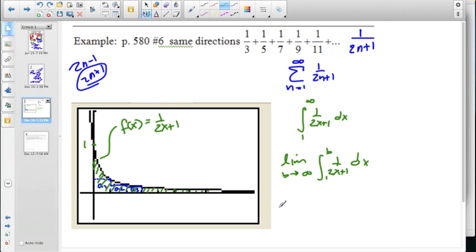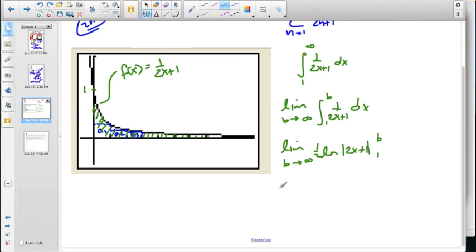And this is a natural log, so we've got the limit as b goes to infinity of the natural log of 2x plus 1, and then we have to take a look at the derivative here of 2x plus 1. The derivative is 2, so we need a reciprocal of the derivative out there. We're going to evaluate that from 1 to b. And so as we stick in the upper and lower bounds, we have the limit of 1/2 times the natural log of 2 times b plus 1 minus 1/2 the natural log of 2 times 1 plus 1, which is 3.